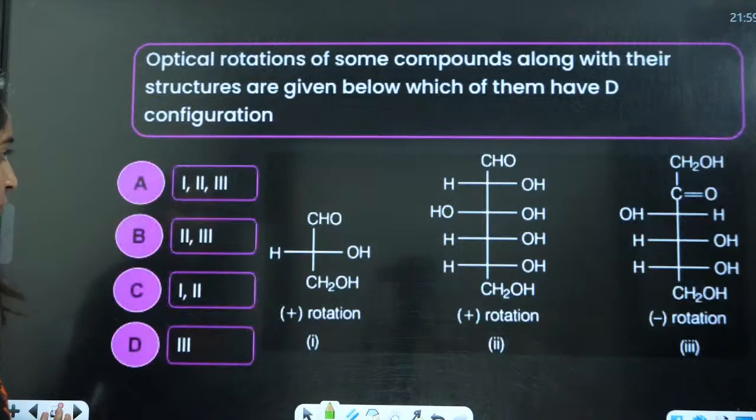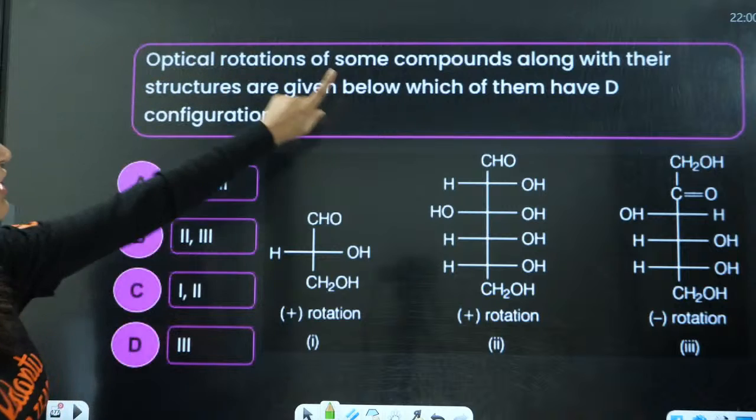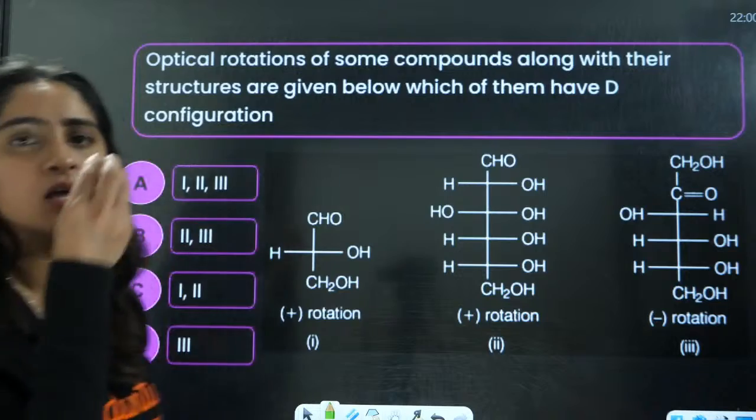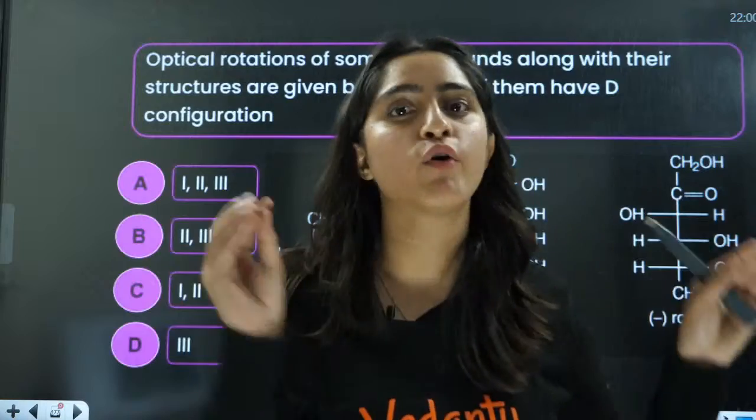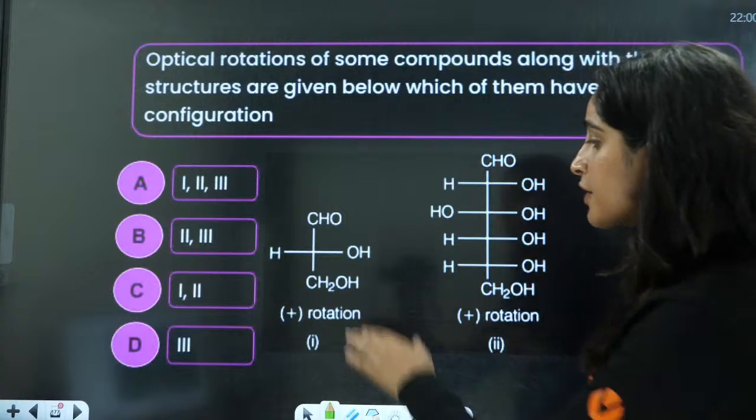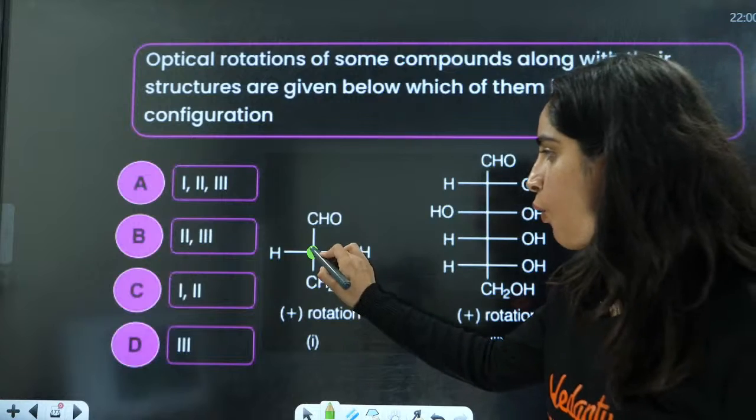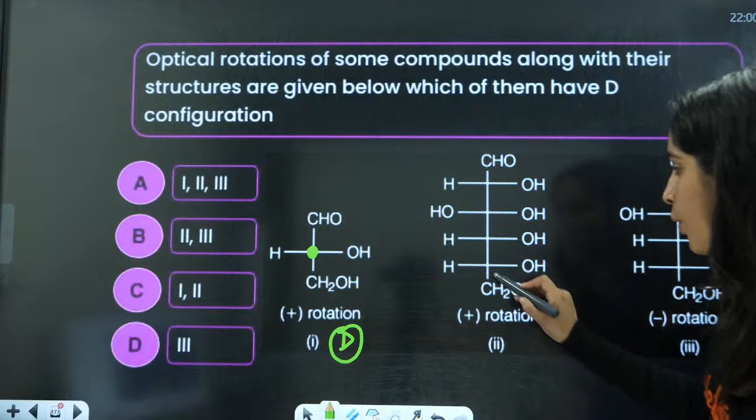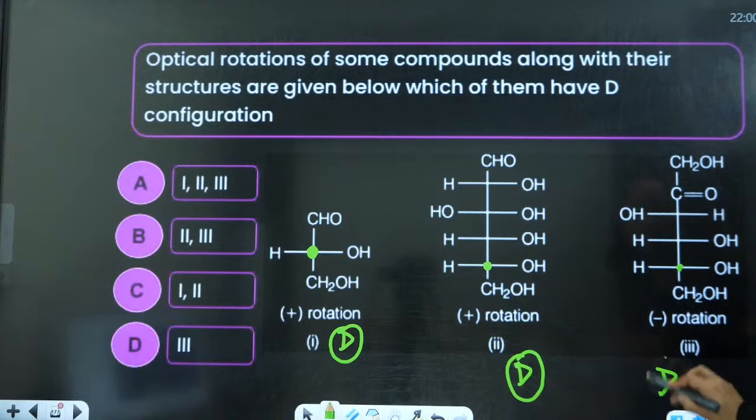Okay, yes, perfect. Next: optical rotation of some compounds along with their structures are given below. Which of the following have D configuration? Now, which has capital D? Capital D has no relation with dextro or levorotatory, that is small d or small l. We are talking about the last chiral carbon: if the OH group is present on the right side, it is capital D.